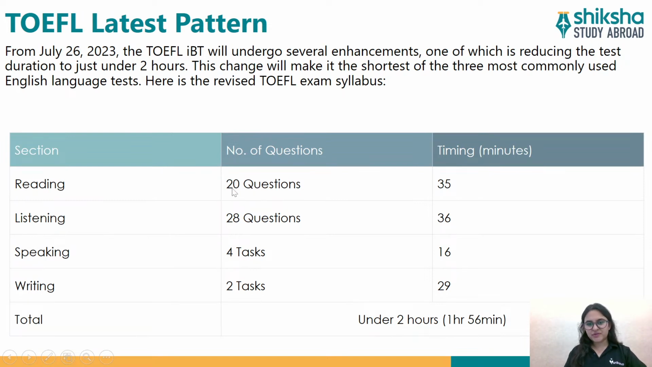The number of questions is 20 now, and the new timing is 35 minutes for the reading exam. For the listening exam, there are 28 questions, and the time to complete the listening paper is 36 minutes. For speaking, we have 4 tasks and 16 minutes to complete them. Writing will be 2 tasks again, just like the earlier pattern, and 29 minutes in total to complete the writing section.